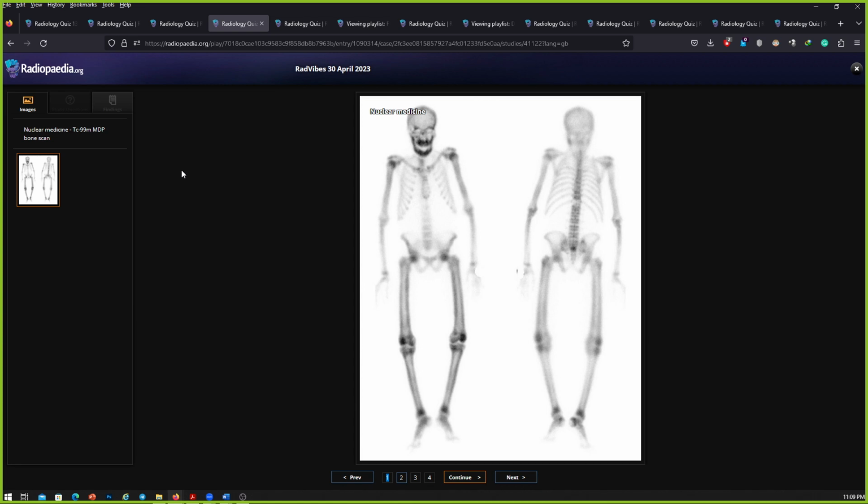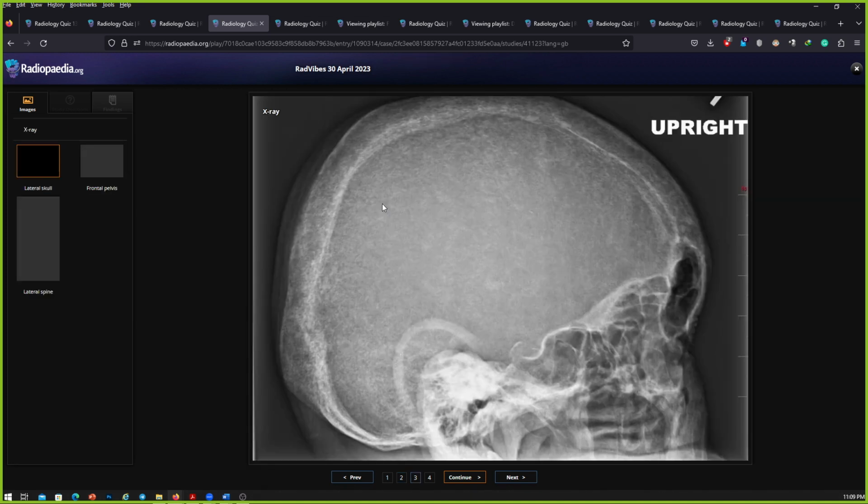In my normal practice, I'll compare with the X-ray images of the patient, the previous images as well, and the history. Okay, so I will show you some of the radiographs that you wanted. Here is one of them.